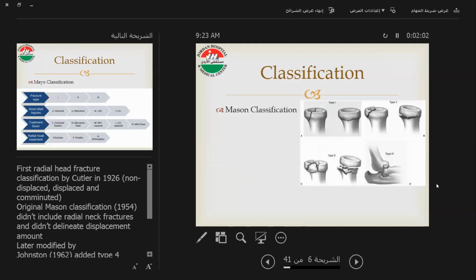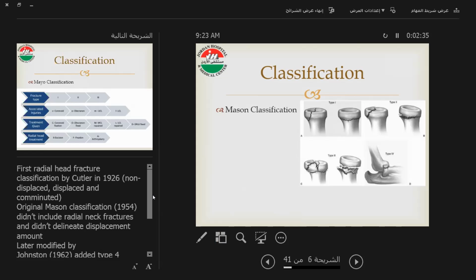But in adults, the classification system for radial neck fractures is a very old one. Starting in 1926, it was first described by Cutler, who simply classified such fractures, usually of the radial head, as non-displaced, displaced, or comminuted. But the most well-known one is the Mason classification put forward by Mason in 1954, which didn't include the radial neck within his classification, had only 3 types, and didn't delineate the displacement amount.